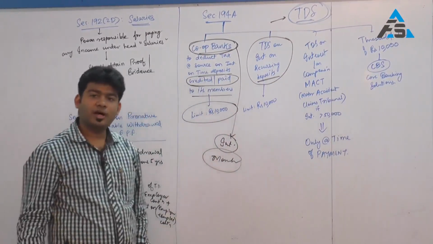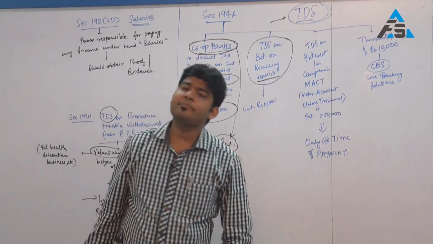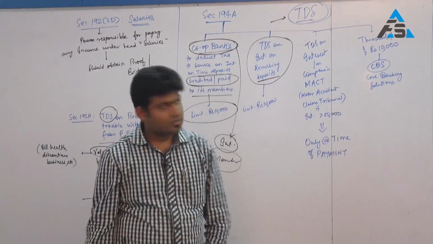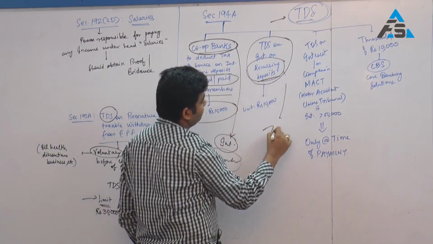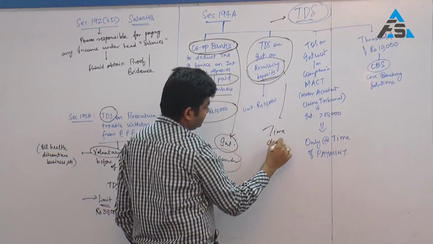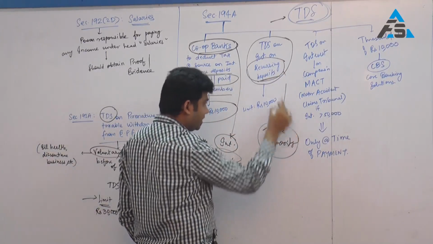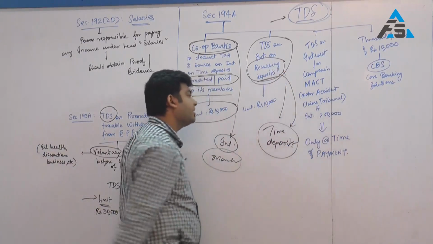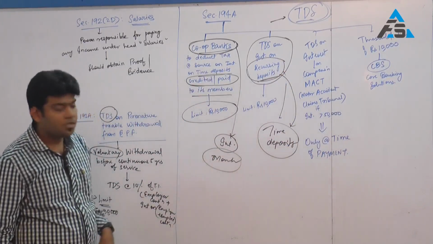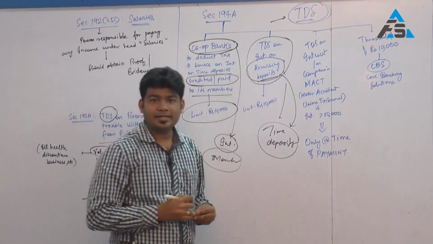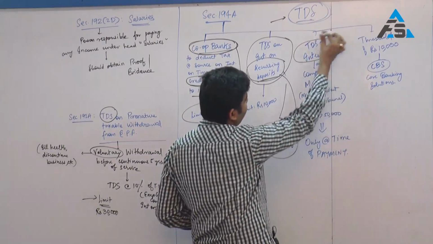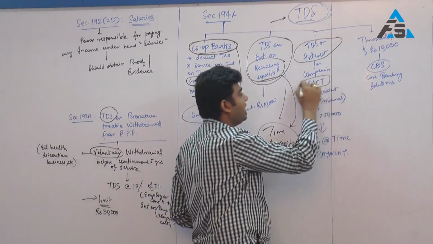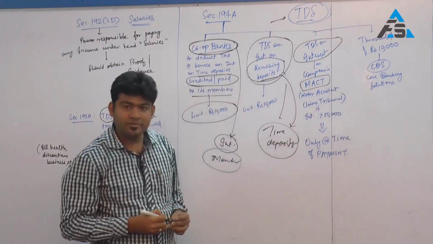Recurring deposits so far were outside the ambit of TDS. Now they've included the word recurring deposits in time deposits. So previously there were only time deposits, which now includes recurring deposits as well, threshold limit being rupees 10,000. Moving on, next is TDS on interest on compensation by MACT, Motor Accident Claims Tribunal.